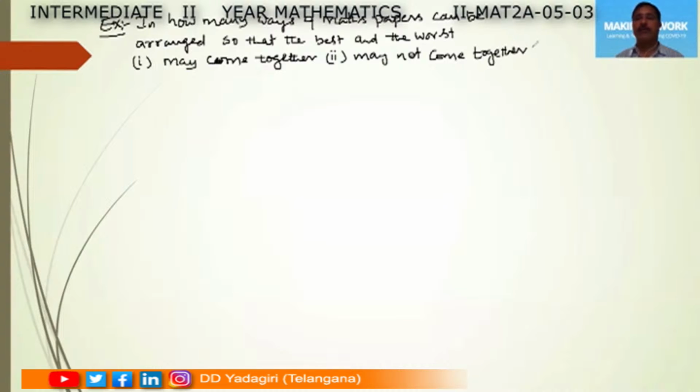May not come together. This is the question. Now it is very interesting. And answer. So how many books are given? How many papers are given? 9 papers given. 9 maths papers. 9 maths papers of different students. That means they are different.